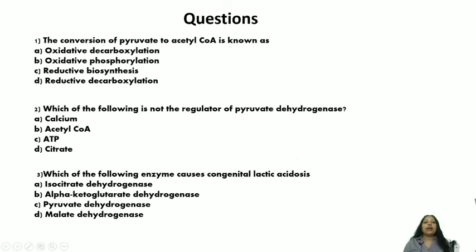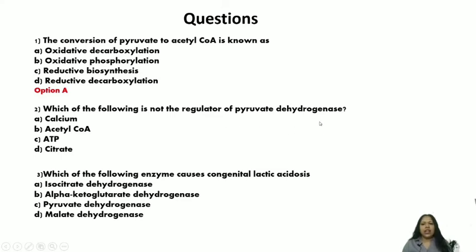So, coming towards questions, we have not discussed questions since long. So, I have noted down a few for you. The first one is: conversion of pyruvate to acetyl coenzyme A is known as? You need to go to the previous lecture and you will find that it is oxidative decarboxylation, the first step.